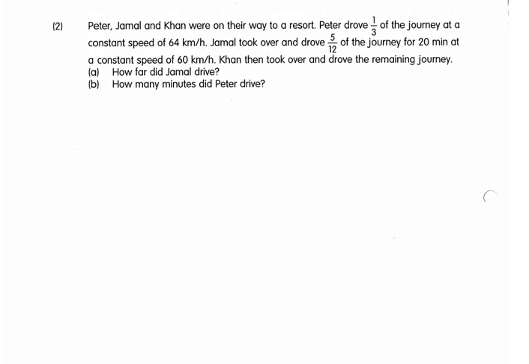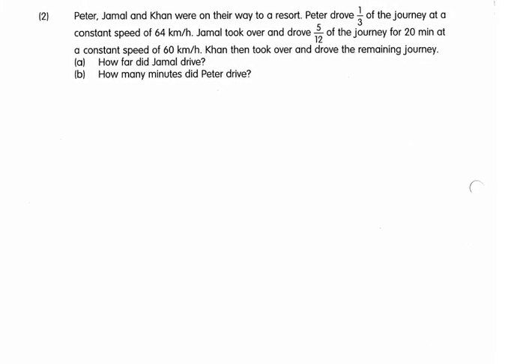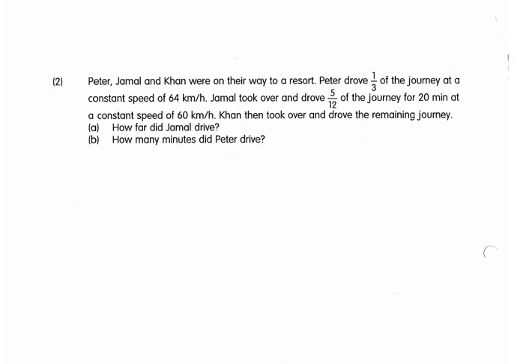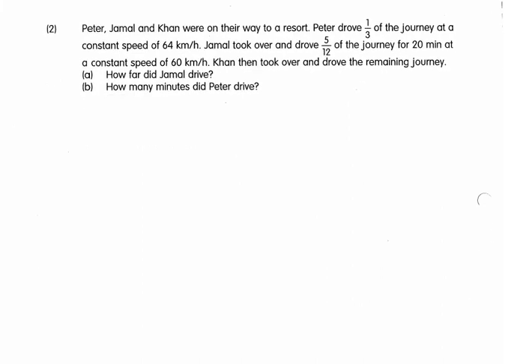Next question. Peter, Jamel, and Khan were on their way to a resort. Peter drove 1/3 of the journey at a constant speed of 64 km per hour. Jamel took over and drove 5/12 of the journey for 20 minutes at a constant speed of 60 km per hour. Then Khan took over and drove the remaining journey. Okay, so very simple. We know that we have this whole journey.